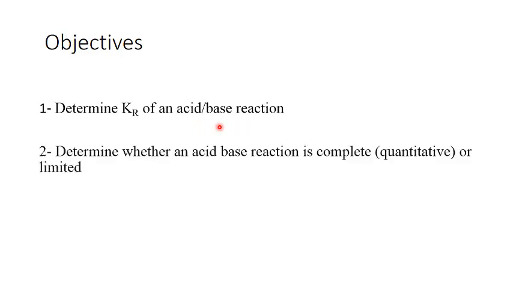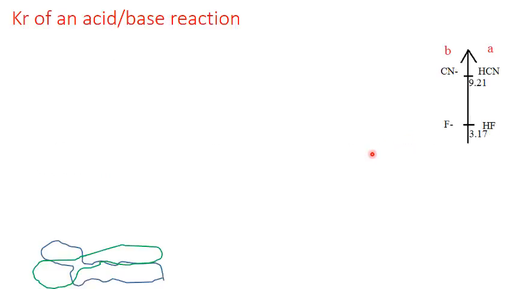First of all, let's list our objectives. There are two objectives. The first one is to determine Kr of an acid-base reaction. It means when an acid and the base react together. The second objective is to determine whether an acid-base reaction is complete, which means quantitative. These two words are synonyms, or limited. So, about Kr of an acid-base reaction, how to determine it, the first objective.